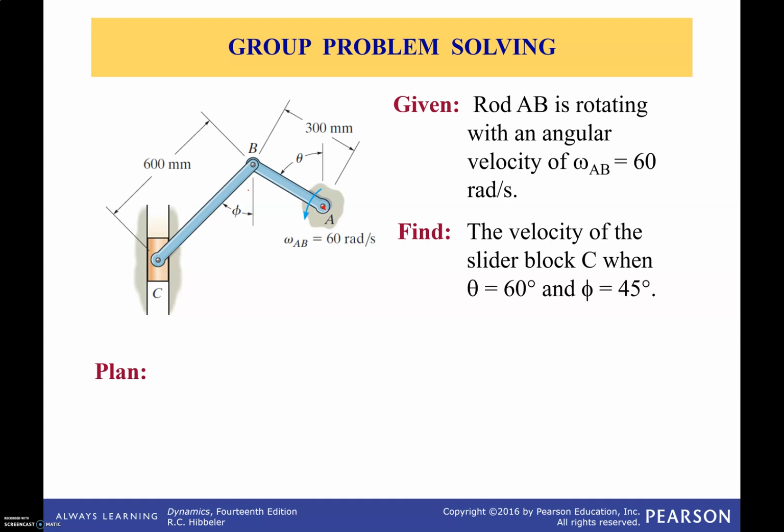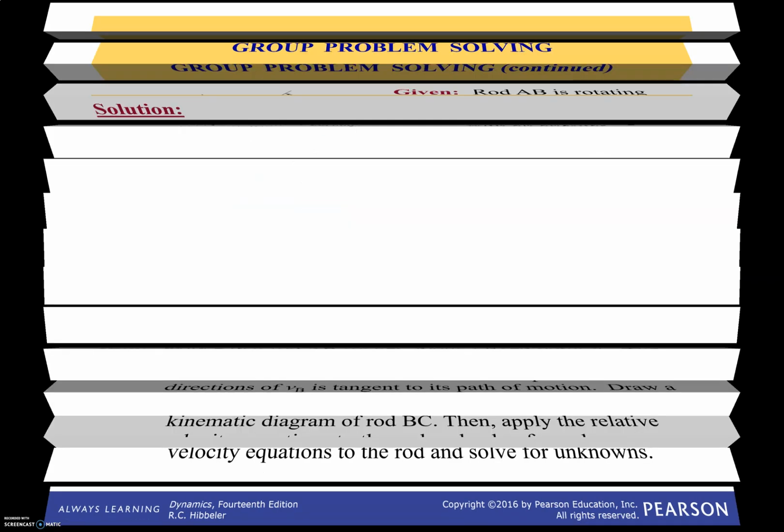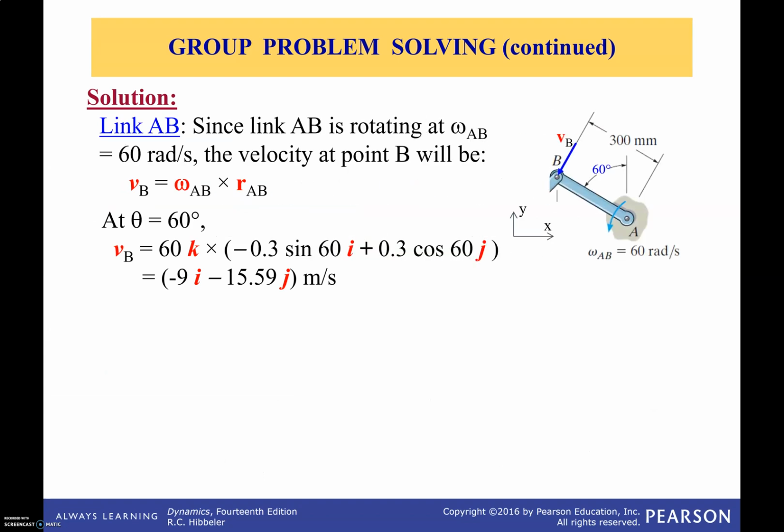Okay, by now you should have a solution, or at least you should have tried to solve the problem. So let's look at how to attack this problem. So the first thing is to find the velocity of B. So the velocity of B, this is a pure rotation. So this is omega r, right? Omega r. So then we can use this.